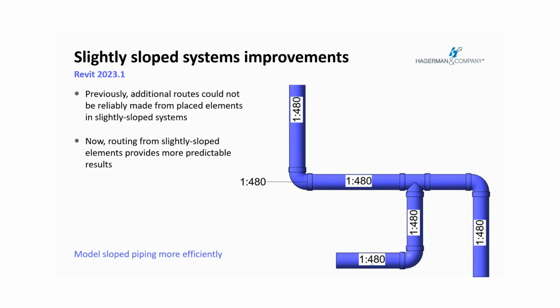This is another improvement for sloped piping detailing. Before, depending on the slope of the system, you might not be able to continue developing a sloped network or branch from it. I can attest that this was very frustrating indeed. Now, routing from slightly sloped elements provides more predictable results. This improvement is for sure going to help you model sloped piping more efficiently and provide a less stressful time when working with your slightly sloped piping designs.